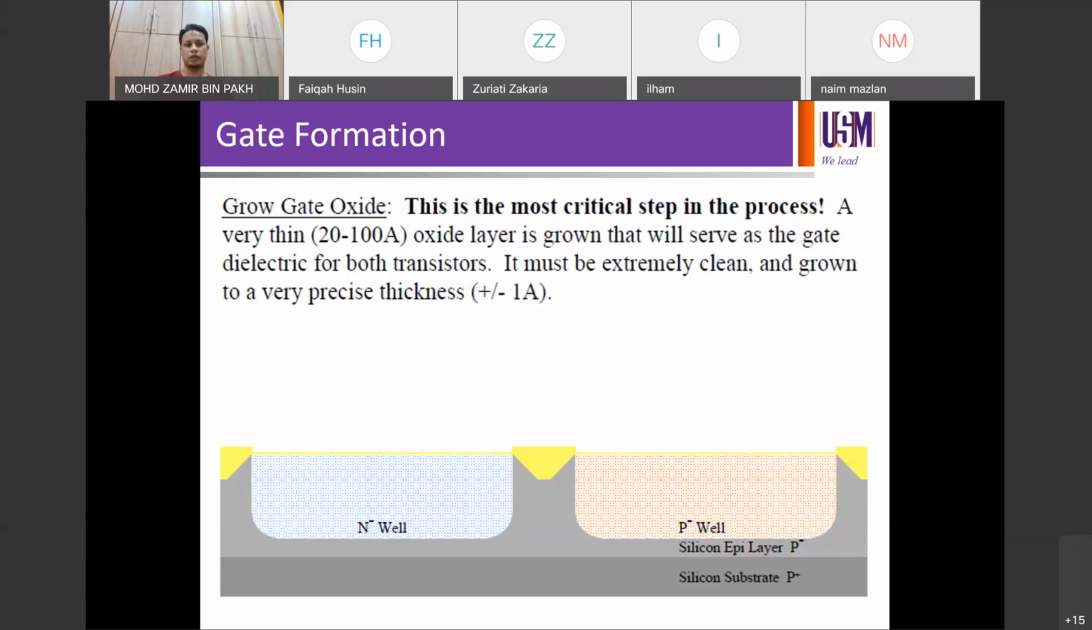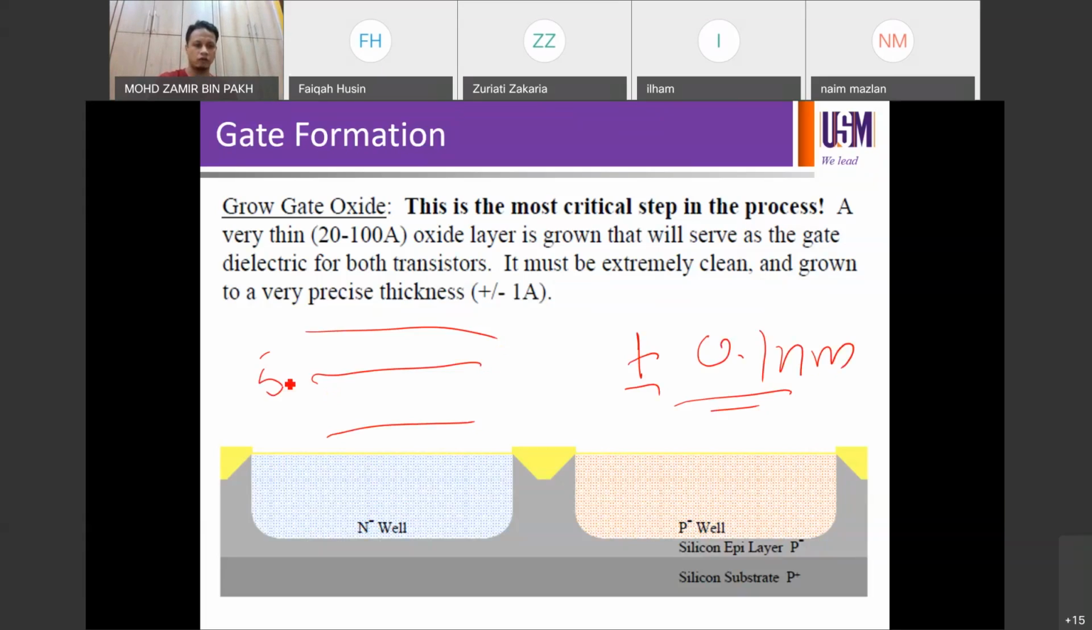A very thin layer, 20 angstrom to 100 angstrom, so 2 to 10 nanometers, of oxide is grown that will serve as the gate dielectric for both transistors. It must be extremely clean and grown to a very precise thickness, about plus minus 1 angstrom, so about plus minus 0.1 nano. If you draw your SPC chart, and this is your 5 nano, for example, then the fluctuation it can tolerate is only plus minus 0.1 nano on the SPC chart, right? Else, it will just be considered a problematic layer.